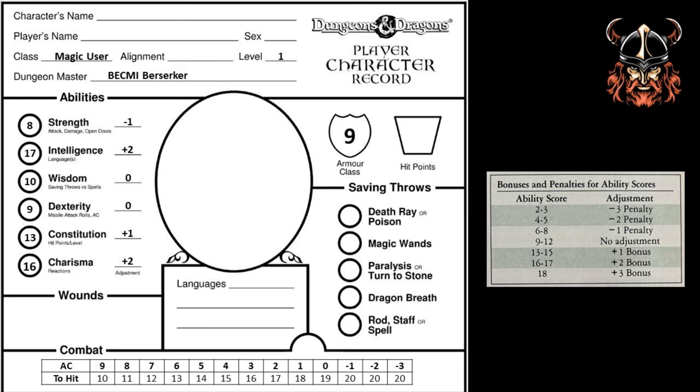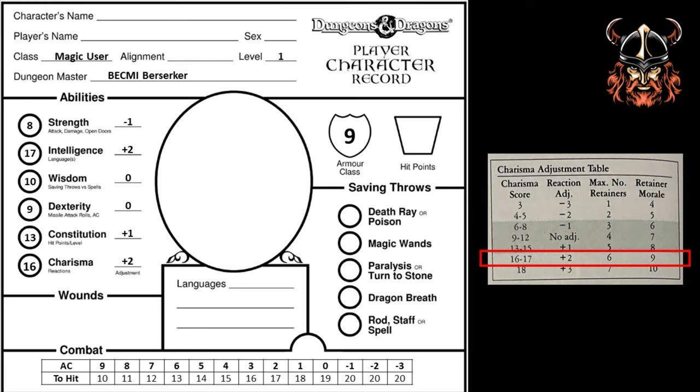Charisma in BECMI offers quite a bit more than what might be guessed on the surface. As we can see in the chart on the right, in addition to the +2 reaction adjustment this magic user will gain when interacting with others, the next column, labelled Max Number of Retainers, means this magic user is charismatic enough to hire and lead 6 people at a time. Very useful for a magic user needing some muscle.